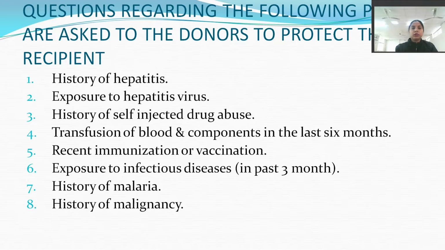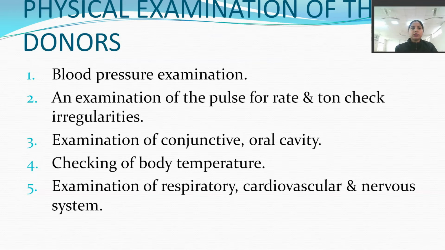Questions regarding the following are asked of the donor to protect the recipient: history of hepatitis, exposure to viral hepatitis, history of self-injected drug abuse, transfusion of blood and components in the last 6 months, recent immunization or vaccination, exposure to infectious disease in the past 3 months, history of malaria and history of malignancy also.